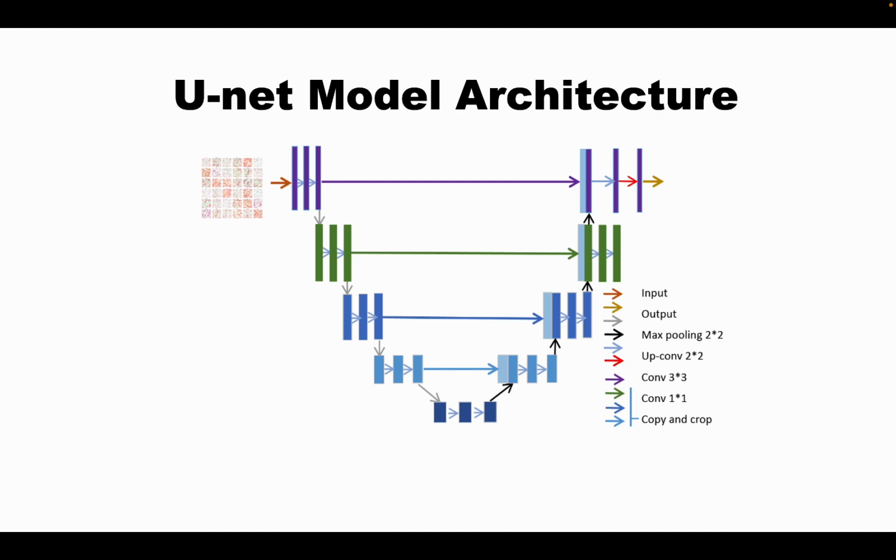The last layer is the most important layer. It consists of a 1x1 convolutional layer and a softmax activation function, with an output of the segmentation mask composed of pixel-wise classification probabilities for each class. At the end of the network, the number of channels equals the number of segmentation classes.